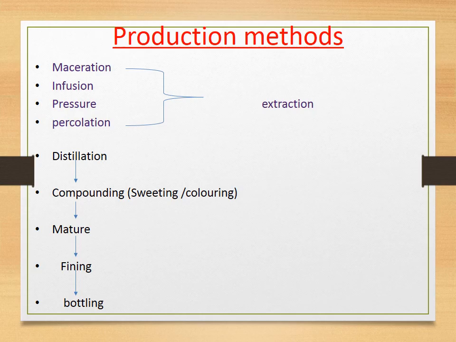In a pressure extraction method, mechanical pressure is applied to the ingredients so that the oils can be extracted. For example, extracting oil from citrus peels. In the percolation method, the spirit is passed through the flavoring agent by heating the spirit until it boils and the vapors are passed up to extract the flavor.